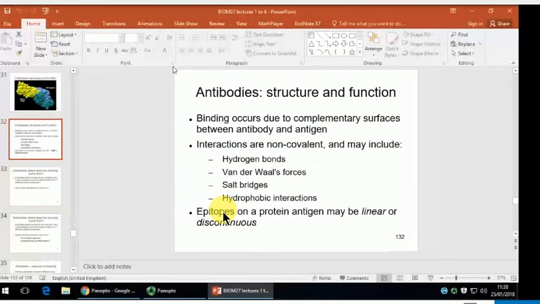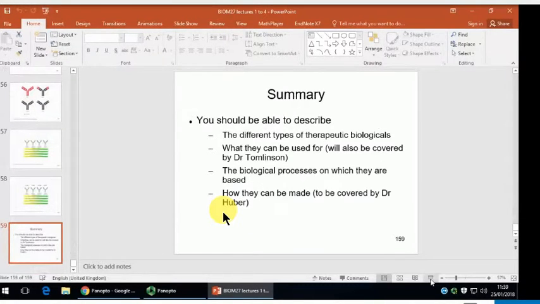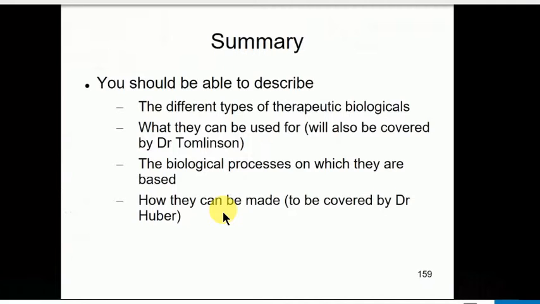Okay, I think we're pretty much done. Just that very last slide, sorry, let's just go through that again. This is what you should be able to do now, I hope. You should be able to talk about what the different kinds of therapeutic biologicals are, with an emphasis on the antibodies. In terms of their therapeutic uses, Mike will talk a lot more about that, and we'll compare them to small molecule drugs and tell you some stories about what's been going on there.